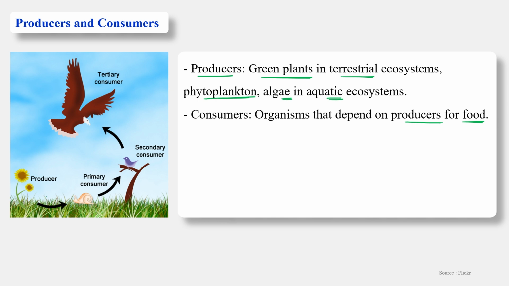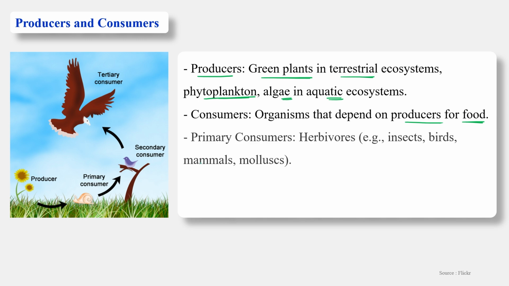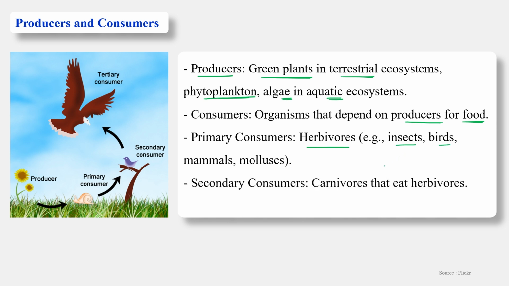Okay, as you can see in this picture, this grass acts as a producer. Okay, and these are the primary consumers. This is the secondary consumer, and this is the tertiary consumer. So primary consumers are herbivores, all kinds of herbivores like insects, birds, mammals, mollusks. Secondary consumers are carnivores that eat herbivores, and tertiary consumers are carnivores that eat other carnivores. Like here, this eagle acts as a tertiary consumer because it can eat this bird.